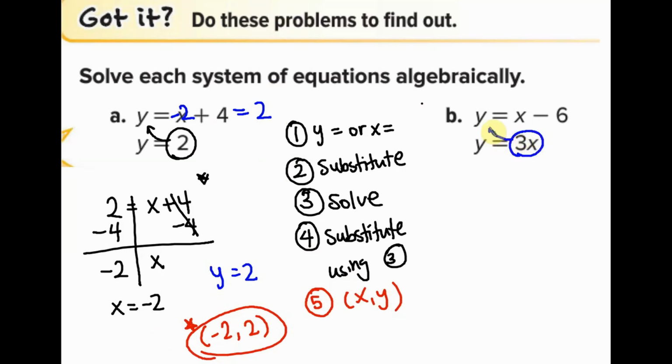is going to be your y. Since y is 3x, 3x is equal to x minus 6. After you substitute, you're now going to solve it.